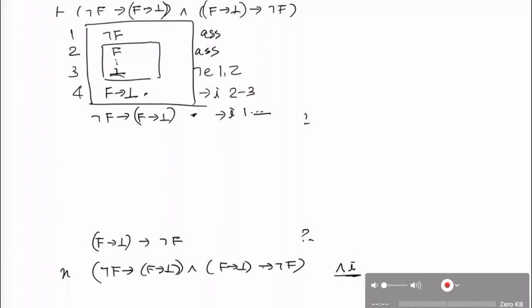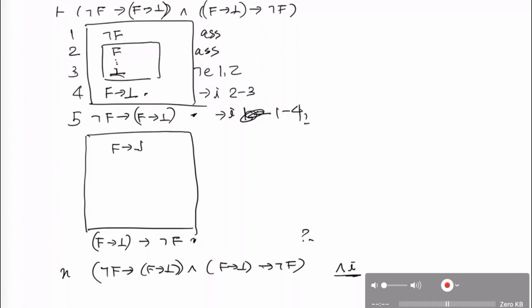Okay. All right, and then number 5 is easy. So this is implication introduction for line 1 through 4. Okay. All right. So we are done with the first half of the proof. The next half, we are going to prove this guy, which means we have to assume f implies bottom and try to derive not f.